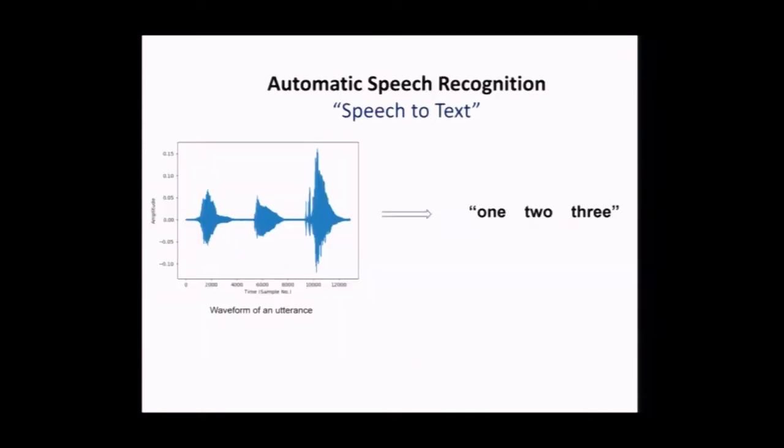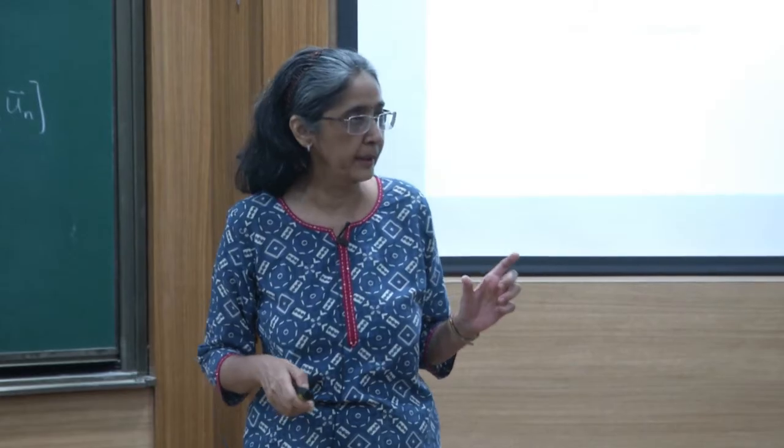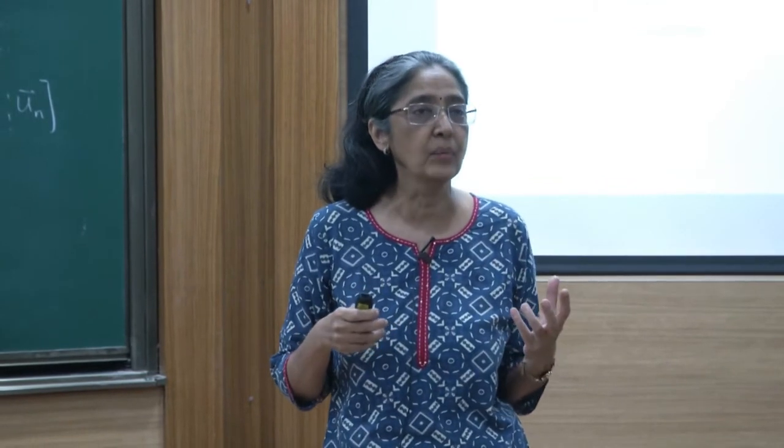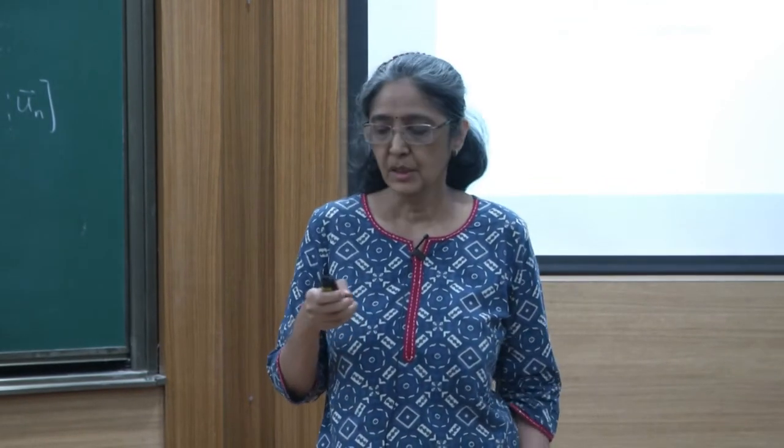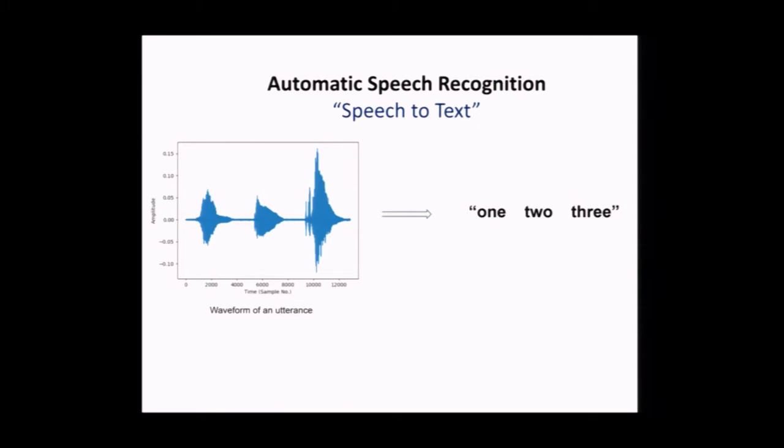Okay, so now what is speech to text? We want to take a recorded waveform and figure out what the words spoken are, right? So for example, a waveform like this, the waveform of an utterance, should get converted to, this is presumably the waveform of somebody uttering the words 1, 2, 3, okay? So what we want to convert it to in speech to text applications is the sequence of words 1, 2, 3, right?